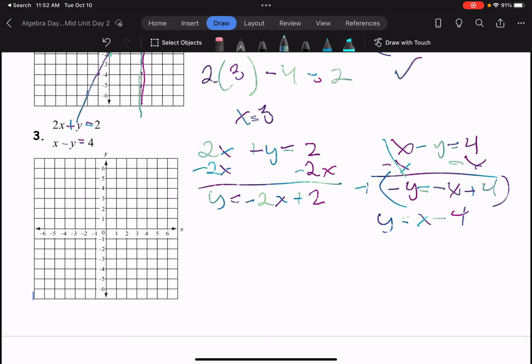Now I can graph them. I have a negative slope. This is going down, y-intercept of 2.